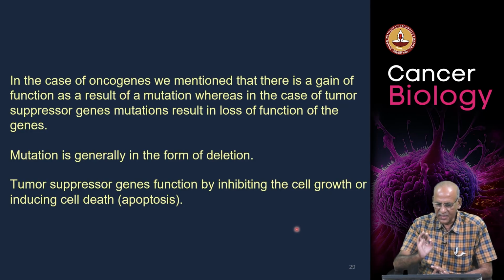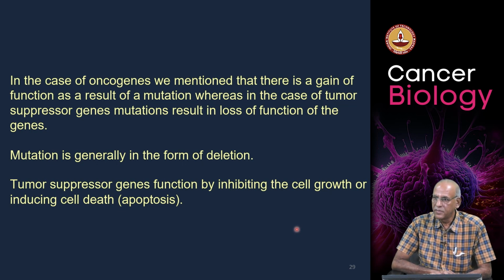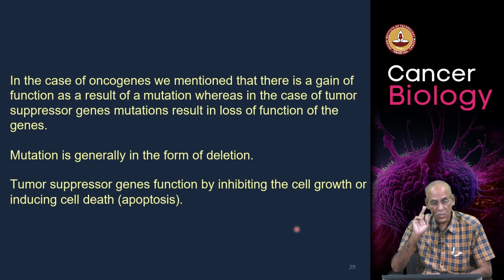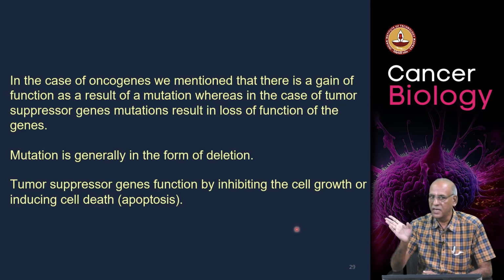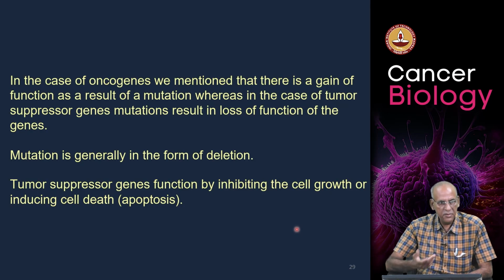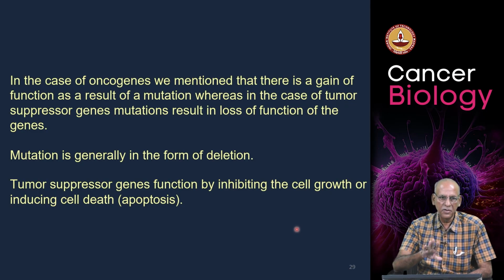So, all these things gave rise to the idea that there are tumor suppressor genes. The tumor suppressor genes basically do two things. One, they can inhibit cell growth, or they can induce cell death, what we call apoptosis. So, they can induce apoptosis or they can simply inhibit cell growth; both are different. One is simply cytostatic, the other one is cytotoxic. So, you have to understand that.